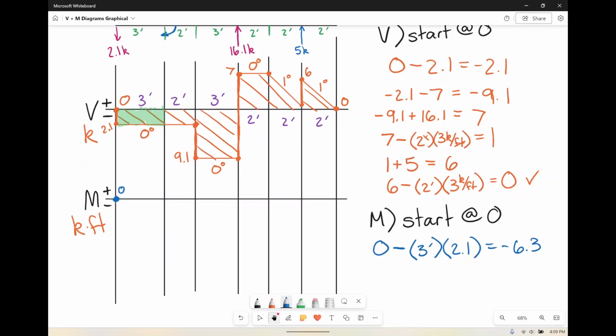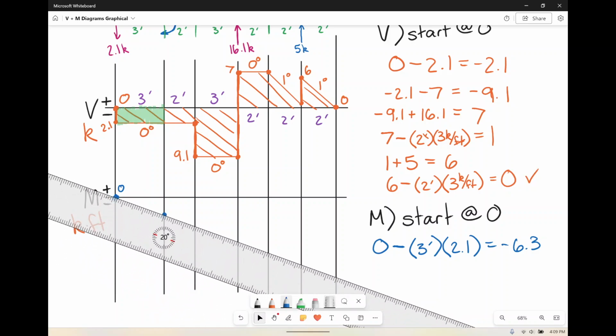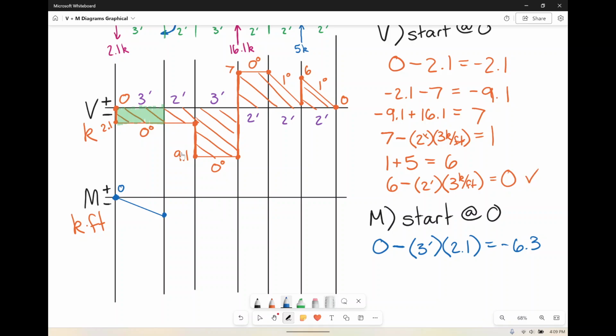So again, that's a 0 degree. So we're going to go to minus 6.3, maybe about there-ish. And that's going to be a straight line. Hopefully my ruler doesn't fight me this time. Nope, totally fighting me the whole way. Thanks. So there we go. We went down to 6.3.